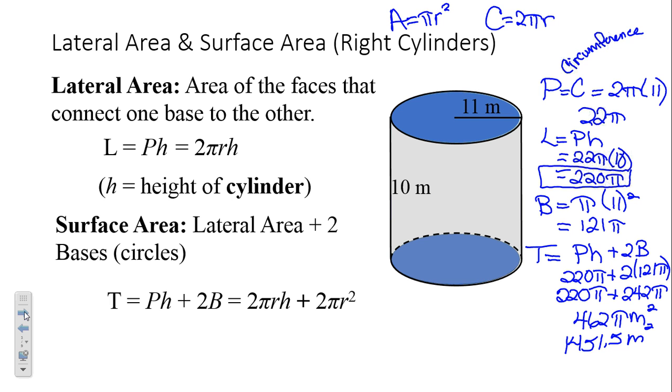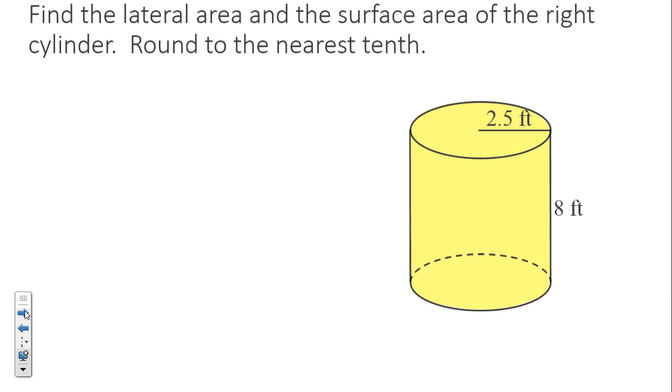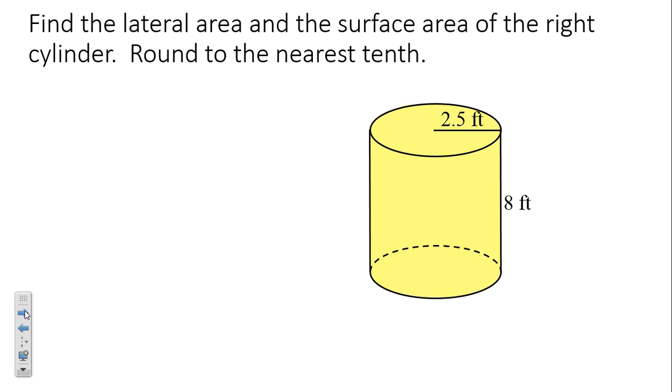We use that circumference formula. All right, so one more example to make sure we know how to do these. So we have a lateral area, one more lateral area, total surface area. Make sure we know how to do these for cylinders. This time we have 2.5 feet for my radius, and we have 8 feet for the height.